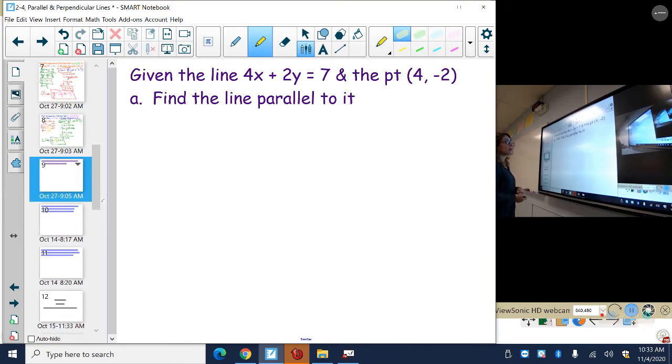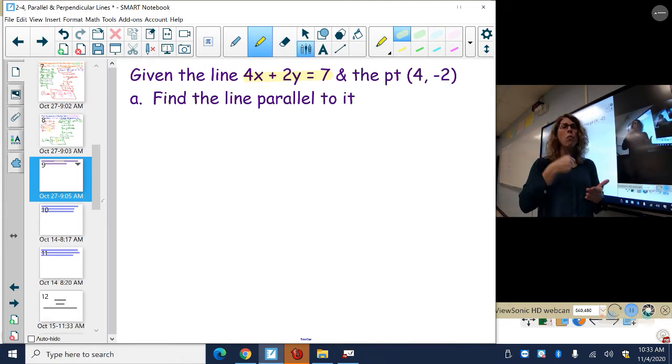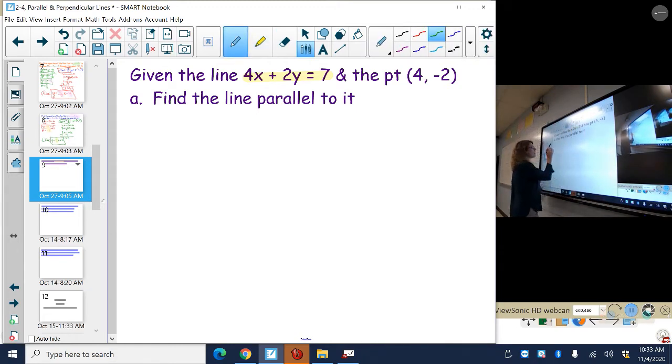Same concept. Do it again. First thing we're going to do is say, okay, my equation that I'm given has both x and y. So step 1, what do I do? You said take the equation and solve for y.